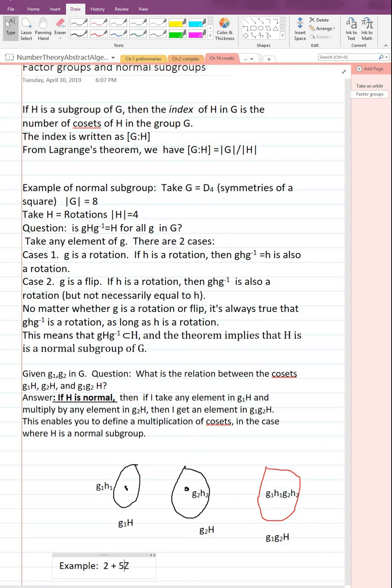This is a coset in the group G, which is Z. Well, let's say it this way: G equals Z, and H equals 5Z. And here's one coset, 2 plus 5Z, and 4 plus 5Z are cosets.